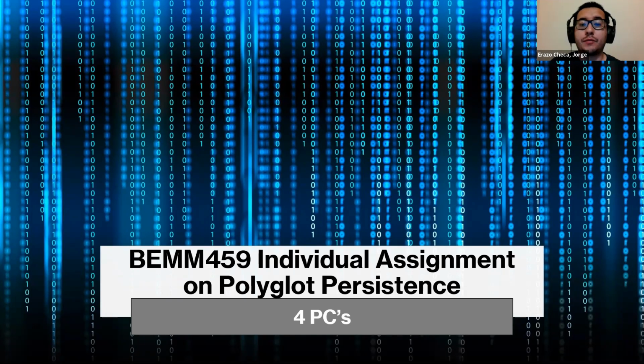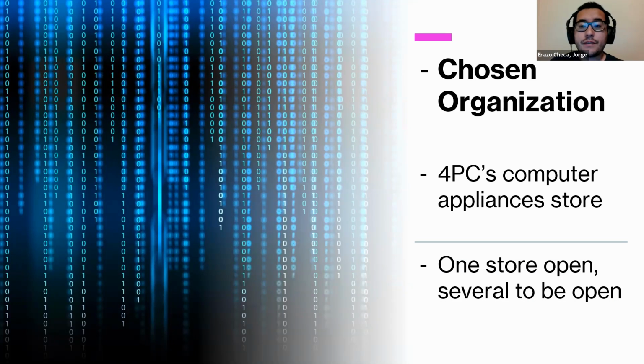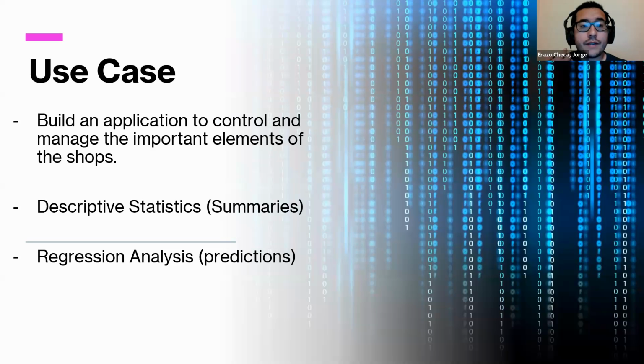Individual assignment on Polyglot Persistence. 4PCs is a fictitious computer appliances chain of stores, which is willing to open a number of stores throughout Devon. They want to build an application to control and manage all the important elements of the shops. For example, the staff that's working, the products that they have, and the customers that are shopping in their stores.